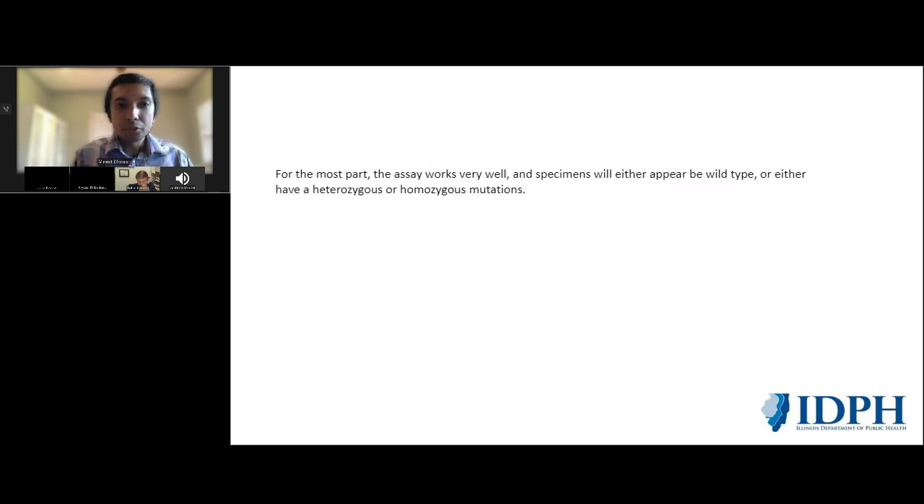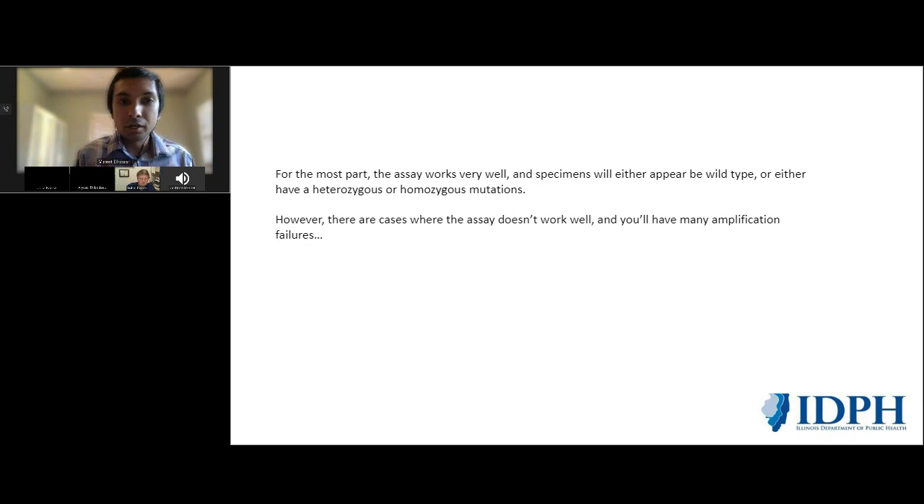So for the most part, the assay works really well. The specimens will either appear as wild type or have a heterozygous or homozygous mutation. There are some cases and caveats to data interpretation that I'm going to go into that you should be aware of when considering this assay for your own means, whether it's newborn screening or something else.